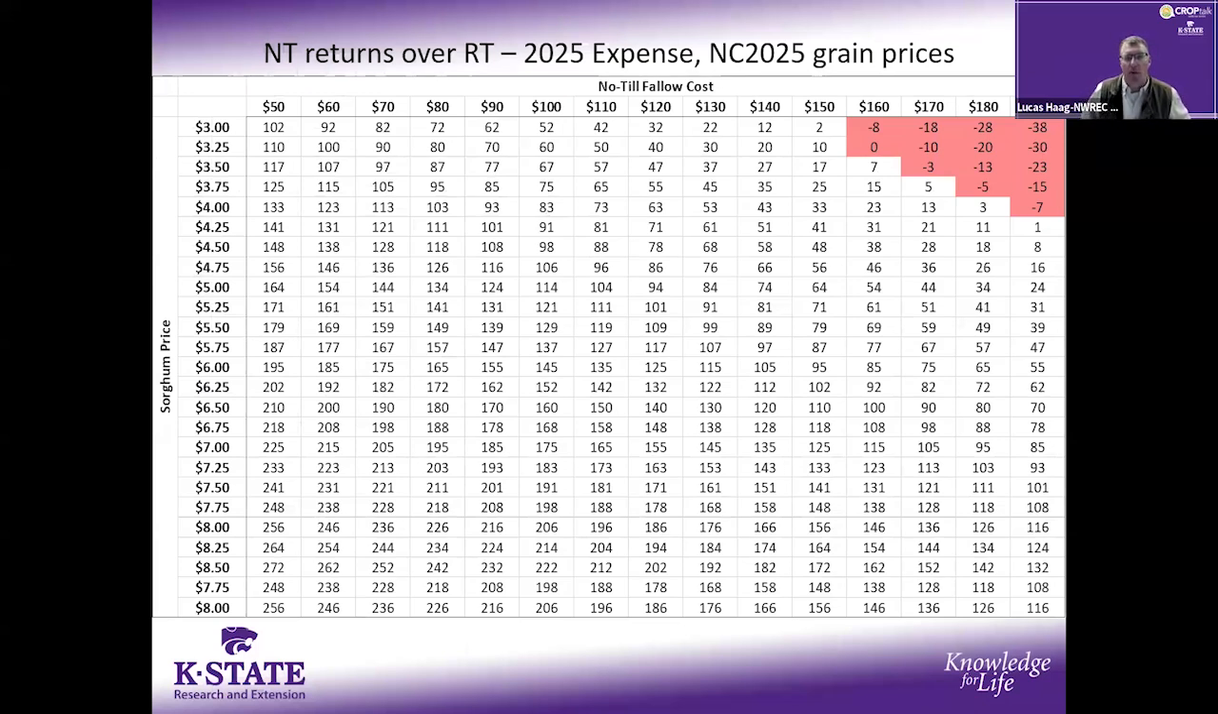So this is with those new crop prices I showed, as well as those survey prices. And really, we've got a fairly small quadrant here where, at least based on our data, our long-term trial data at Tribune, a fairly small set of scenarios to where reduced till would actually have an economic advantage.